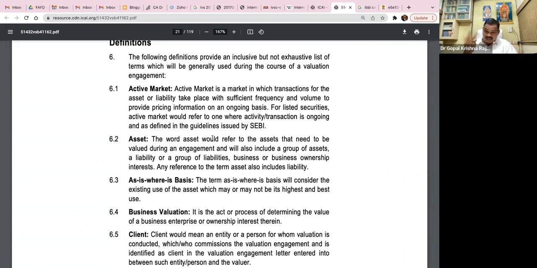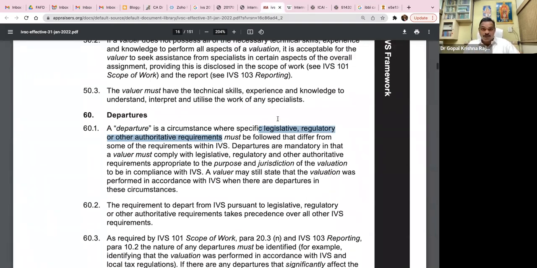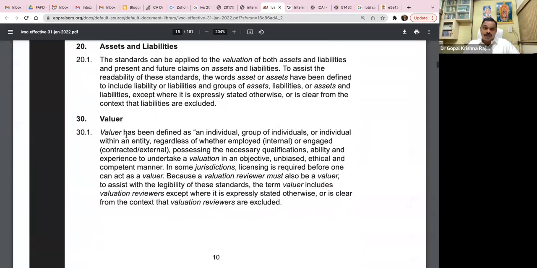Is it cost? Is it replacement cost? Is it reproduction cost? Or summation cost? No, it is none of these three. It is a fourth method. So therefore, guys, please look at this. Only in LRA, the departure is possible. Otherwise, you have to go by the prescription.